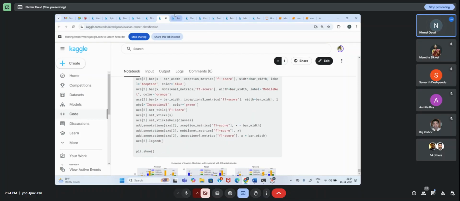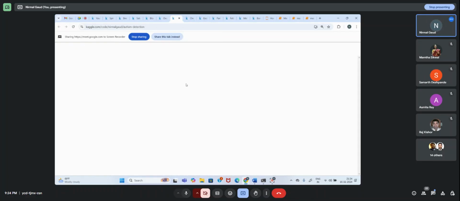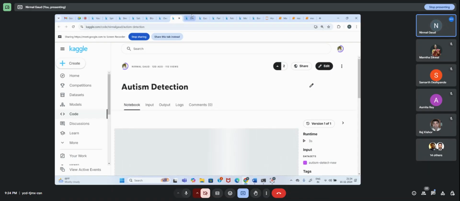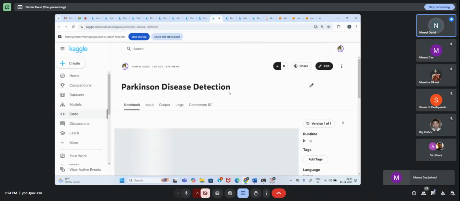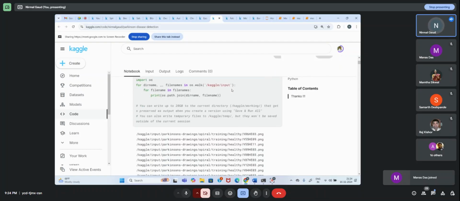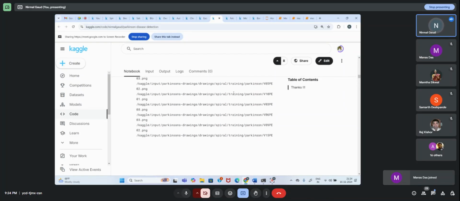MobileNet. Autism, yesterday only I showed you. In autism also I applied the same thing. In chest x-ray, you very well know, I applied the same thing. Chest x-ray classification also. Yesterday I was asked, sir, can you show Parkinson's disease detection also? Yes, please check the Parkinson's.